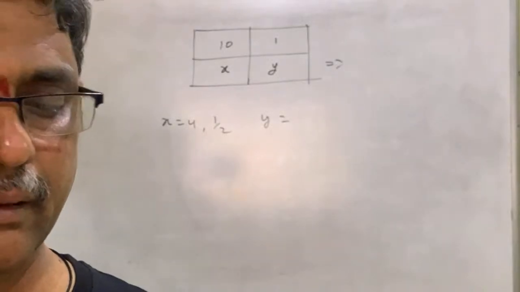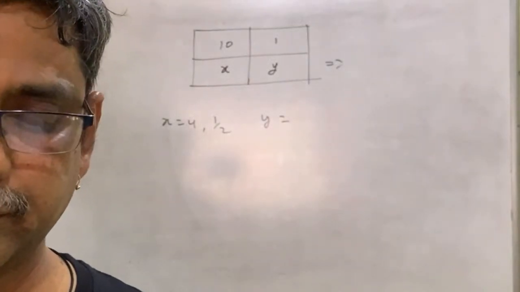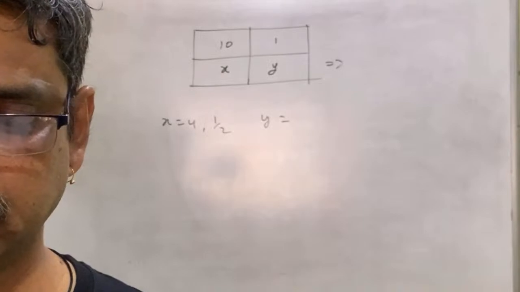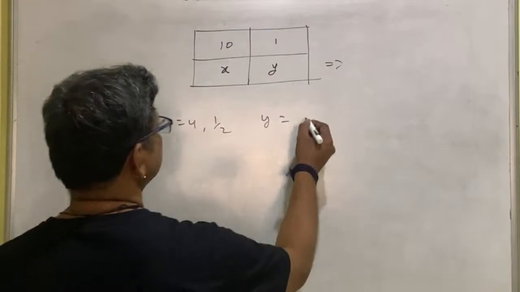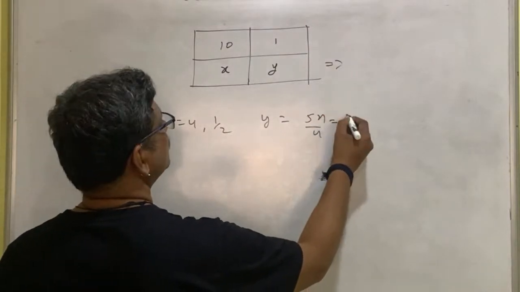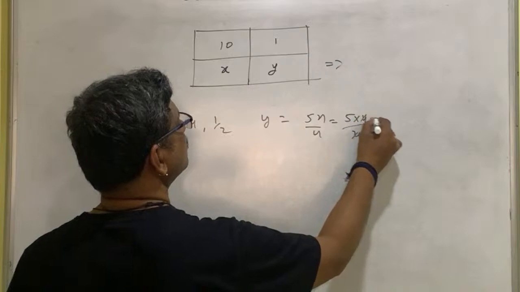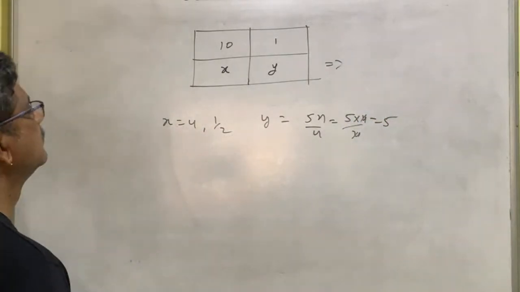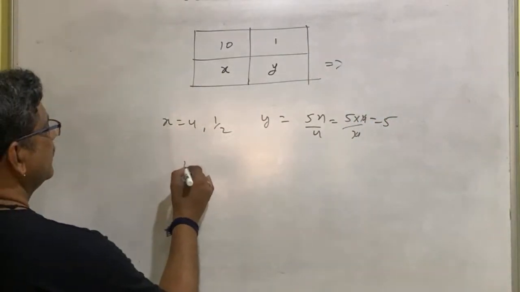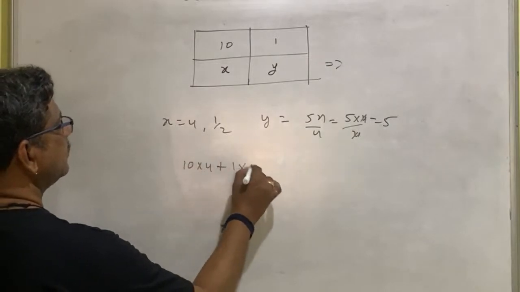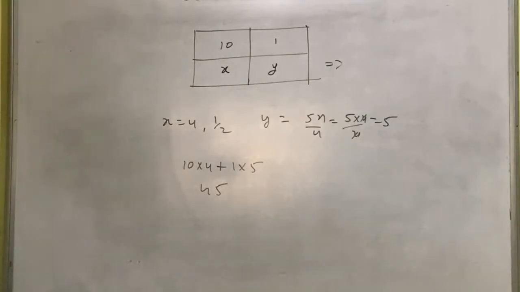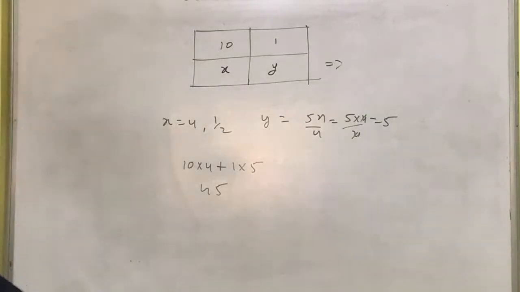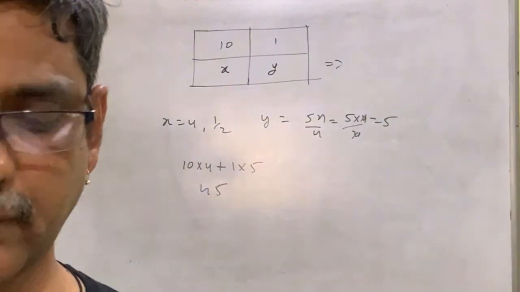What is y, children? 5x by 4. So 5 into 4 by 4, 5 by 5. Then 10 into 4 plus 1 into 5. 45 is the 2-digit number. Okay?